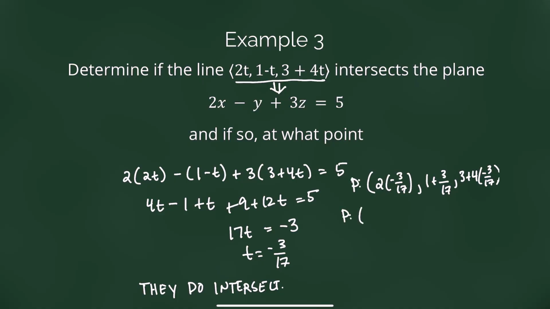P is going to be the point -6/17, 20/17, and then 3 becomes what? 51/17 minus 12/17, so that's 39/17.